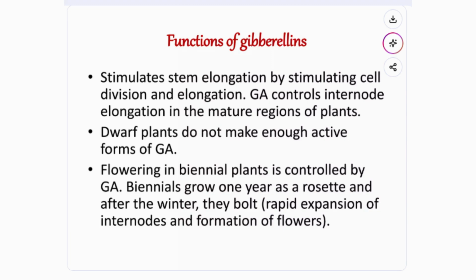Dwarf plants do not make enough of the active form of gibberellic acid. Flowering in biennial plants is also controlled by gibberellic acid. Biennials grow for one year as a rosette, and after the winter there is a bolt, a rapid expansion of internodes, and the formation of flowers.